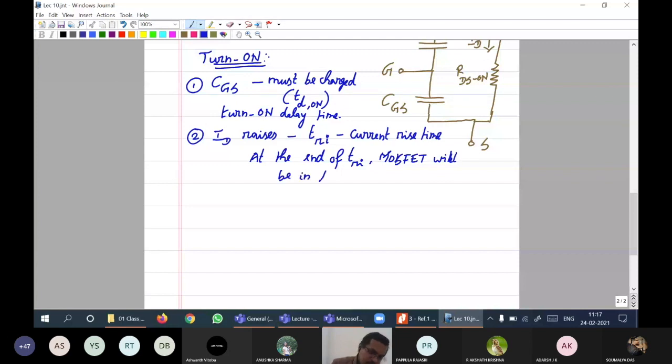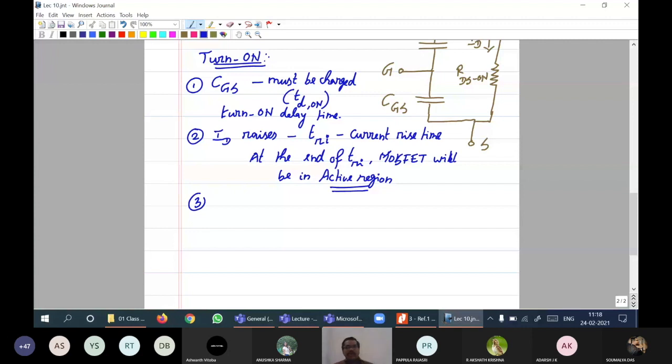So the MOSFET was in cutoff here. MOSFET was in cutoff. Then we had charged the gate source capacitance. Voltage was pushed from 0 to VGS threshold. Then current starts rising. Now the MOSFET has moved from cutoff to active. Now the MOSFET is remaining or staying in the active region. All right.